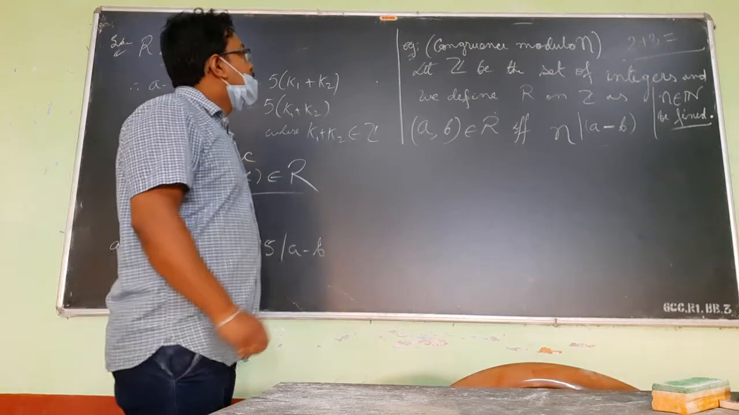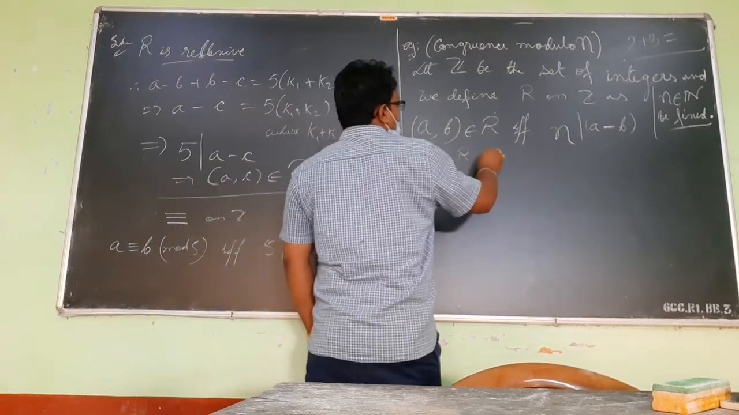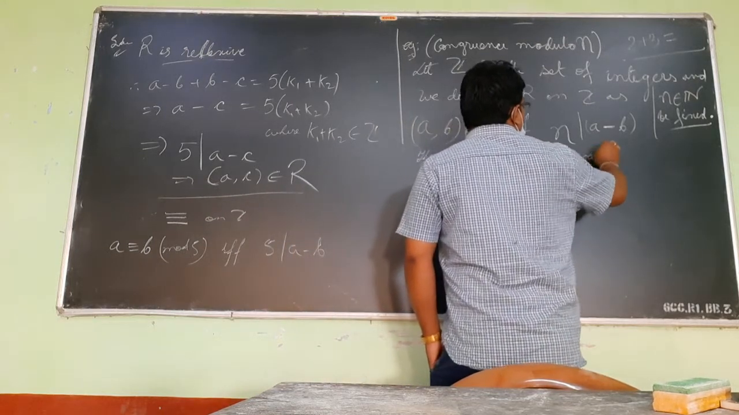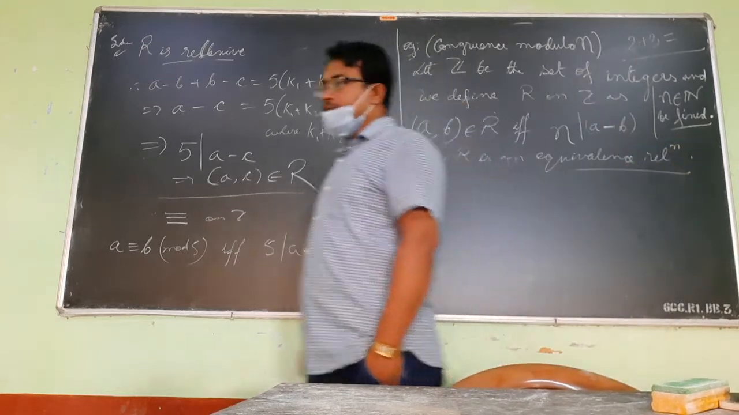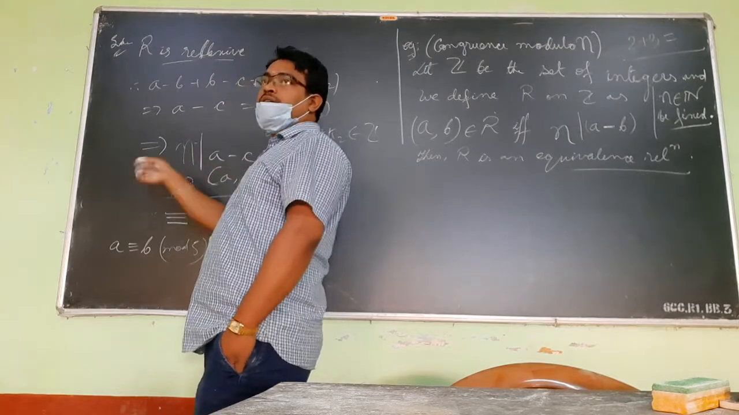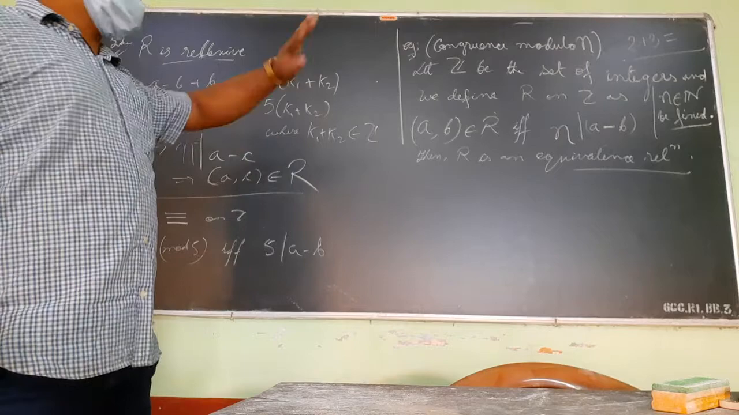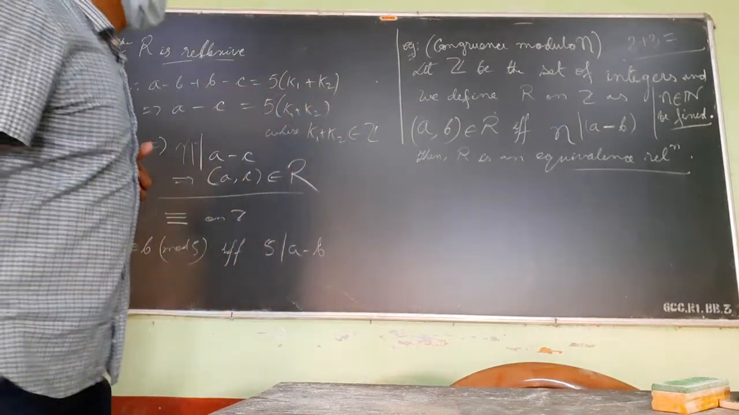Then R is an equivalence relation. Exactly the same as before; instead of 5, it will be n. Nothing else. Instead of 5, you just have to write n. You do it yourself.